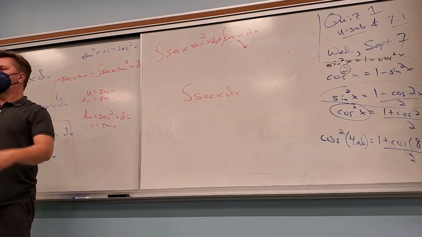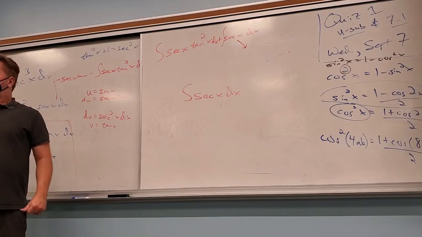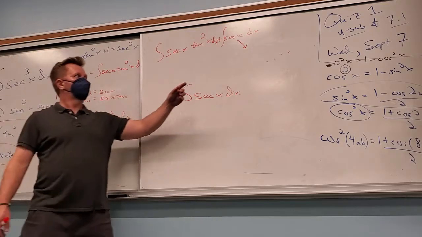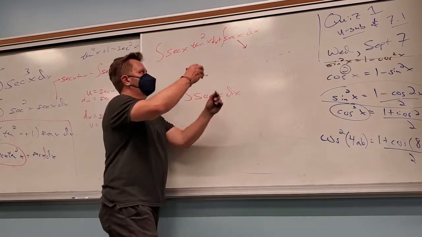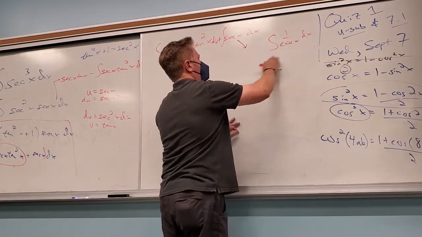What's the only other method we really know? By parts. Isn't secant x equivalent to 1 over cosine x? So couldn't you rewrite it as 1 over cosine? Sure, you could. That's why I put that up there. I'll put this over here in case this comes up later for us to do.